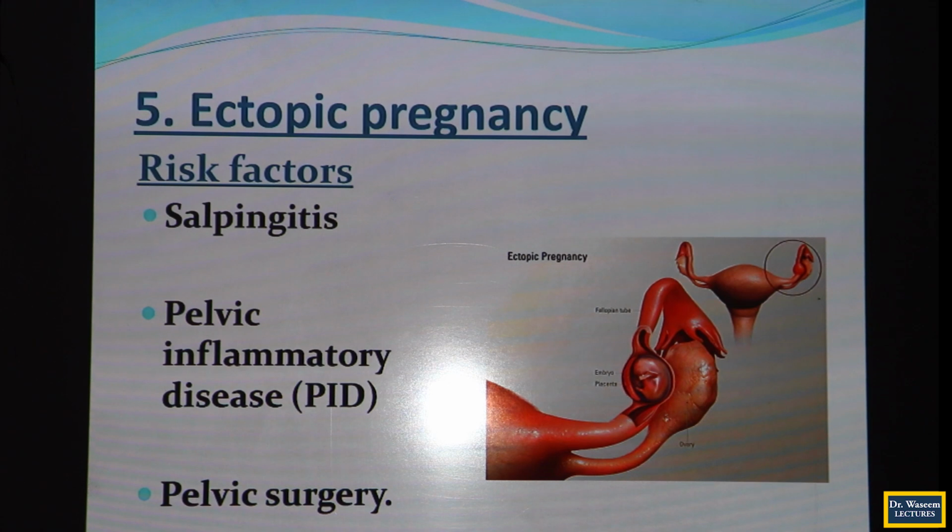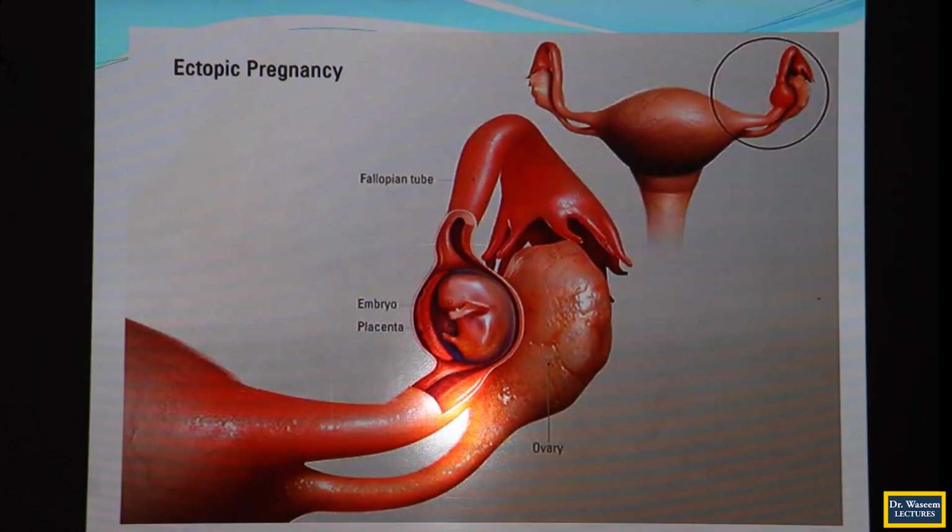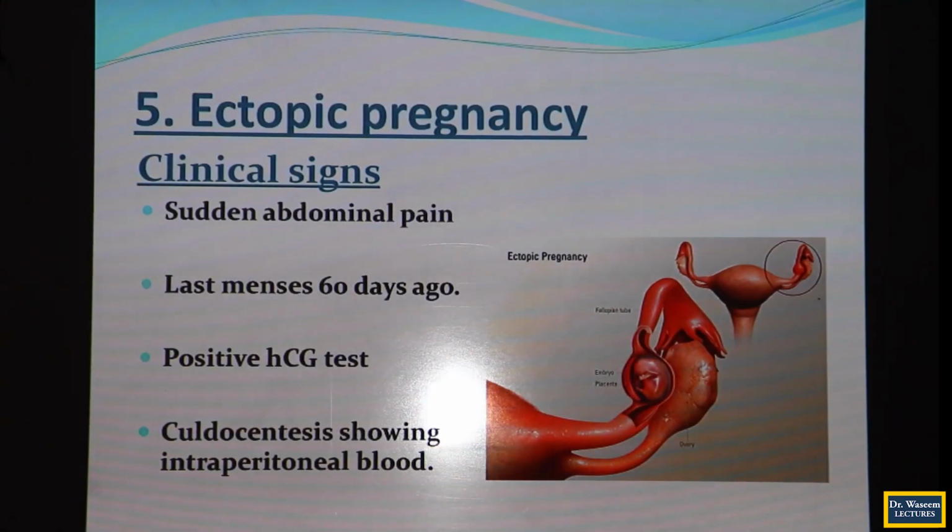For ectopic pregnancy, we have already told you that risk factors are salpingitis, chronic salpingitis, pelvic inflammatory disease, or any pelvic surgery that will lead to scarring of the tube. Clinical signs are sudden abdominal pain, and the last menstrual period history will be 60 days ago, which is an indication of pregnancy. There will be a positive pregnancy urine test.